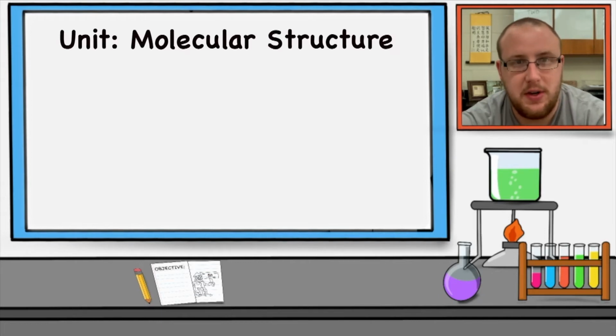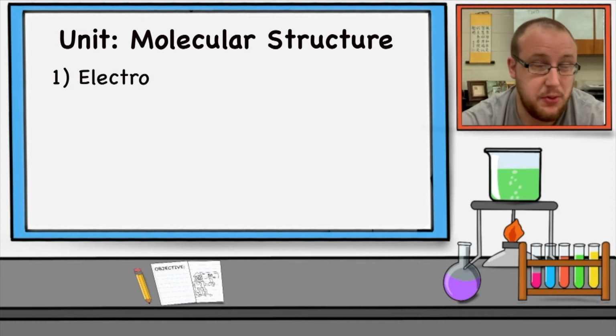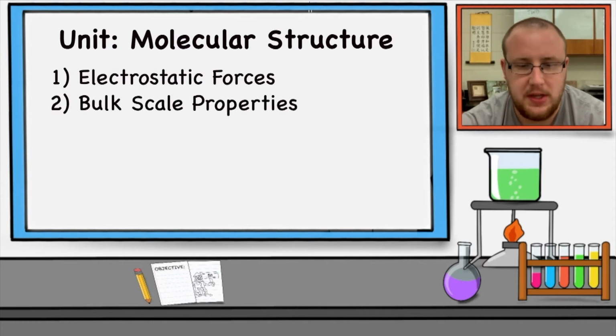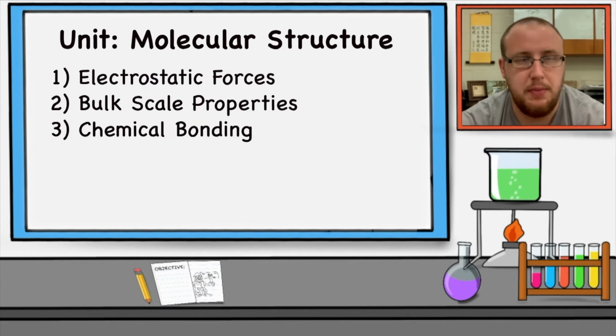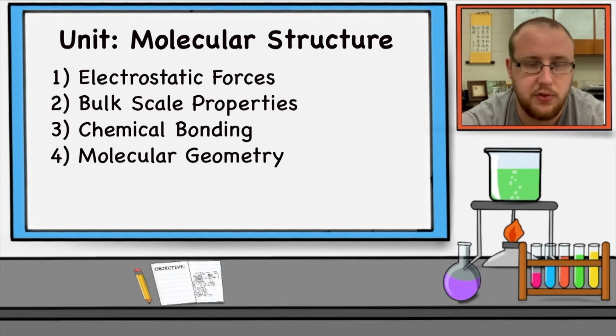Today we're going to start off our new unit dealing with molecular structure. This unit can be broken down into 4 sections, the first being electrostatic forces, then we talk about bulk scale properties, then we hit up chemical bonding, and then finally we're going to end with molecular geometry. Today we're going to start off with our electrostatic forces and its implications for molecular structure.